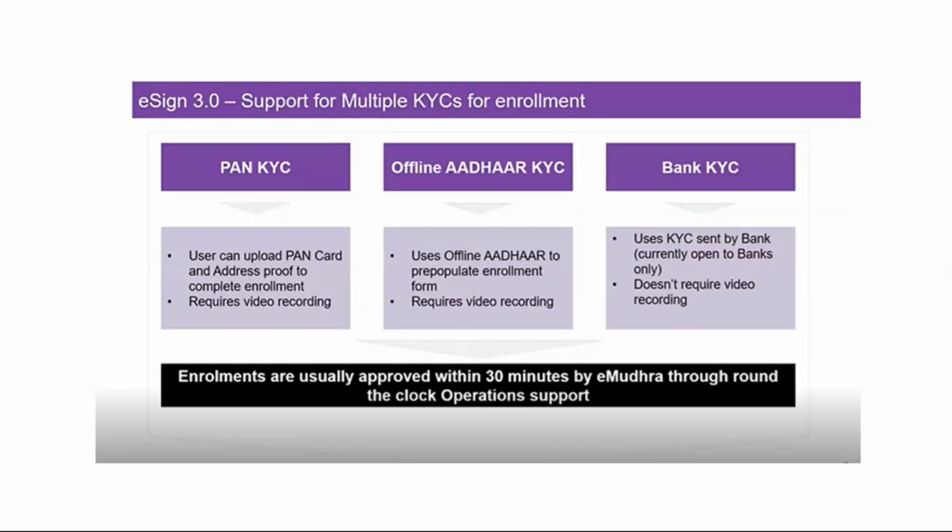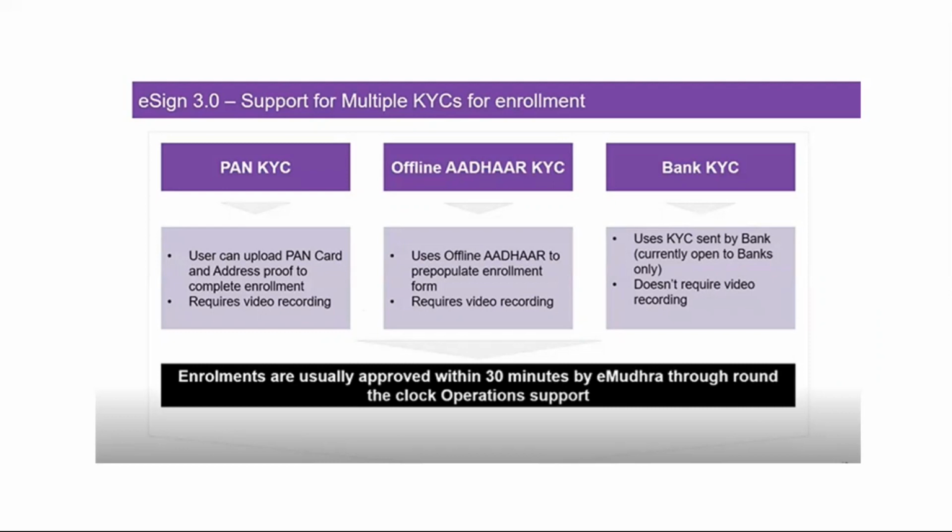Support for multiple eKYC enrollment. eSign supports three different types of KYC. The first one is PAN-based KYC, where you can use PAN card to enroll. Second one is the Aadhaar KYC. Offline Aadhaar is available on the UIDAI's website, where you can enter Aadhaar details, number, and use one-time password to download a file on your computer to do the KYC.